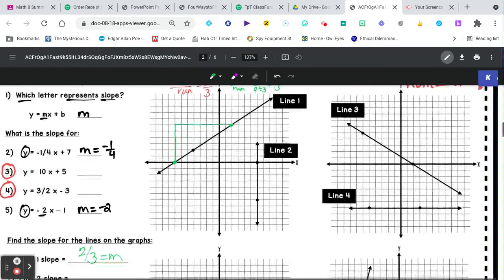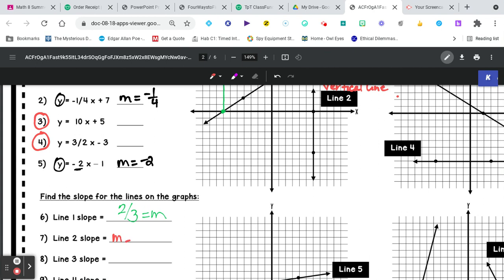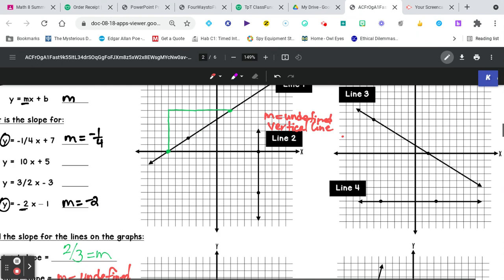All right, but line 2 is a vertical line. So if it's vertical, your slope is what we call undefined, or M is undefined. I'm going to write it over here. For a vertical line, M would be undefined. Your slope is undefined. It doesn't exist. And I'm not going to do all of these, guys. I'm just kind of picking and choosing.